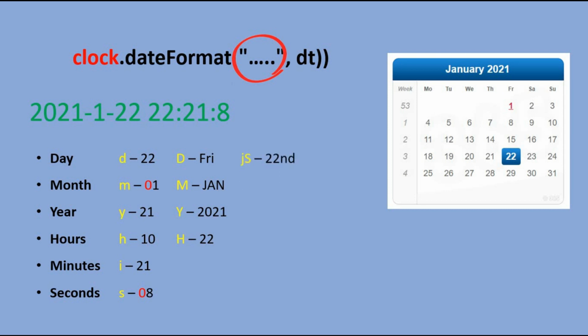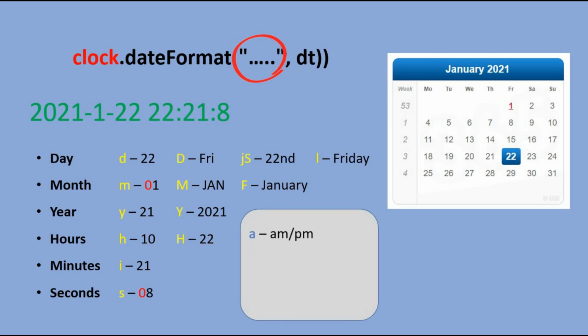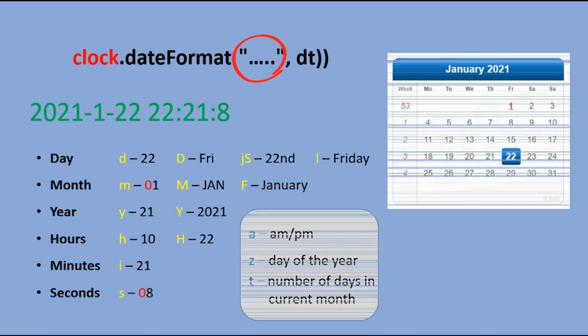JS would give us day as an ordinal number. Capital F would give us full name of the month. L would give us full name of the day of the week. And also few extra ones like A, which would give us AM or PM. Z, which would give us which day of the year it is. And T would show us number of days in the current month.